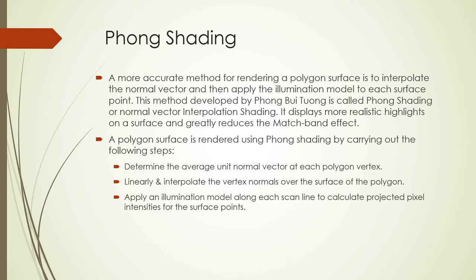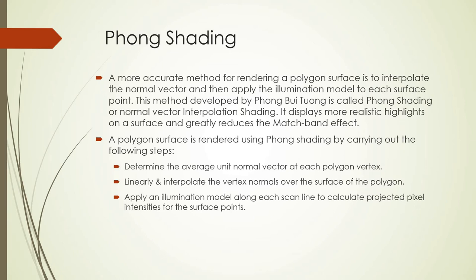Phong shading is a more accurate method for rendering a polygon surface. It interpolates the normal vector and then applies the illumination model to each surface point. This method was developed by Phong, thus it is called Phong shading, or in some reference books it is known as normal vector interpolation shading. It displays more realistic highlights on a surface and greatly reduces the Mach band effect which is generated in Gouraud shading.